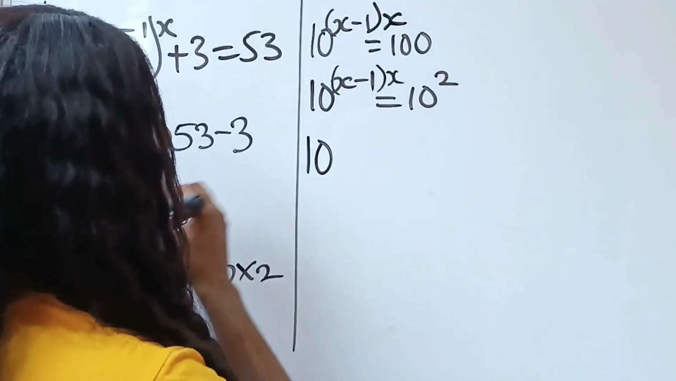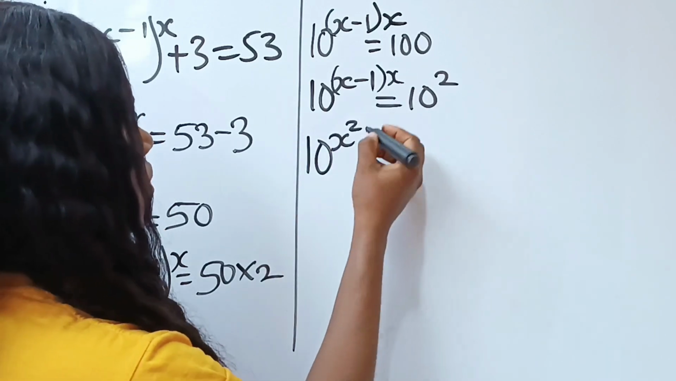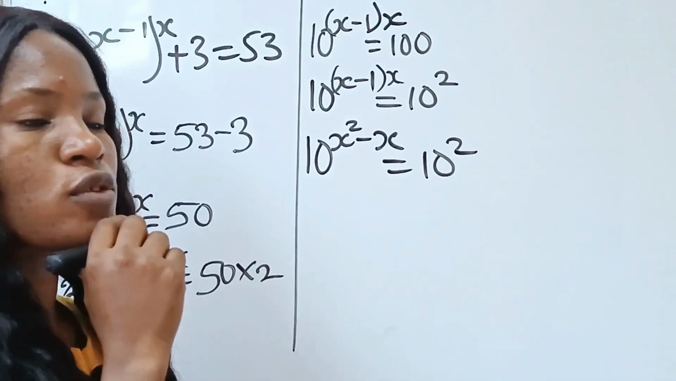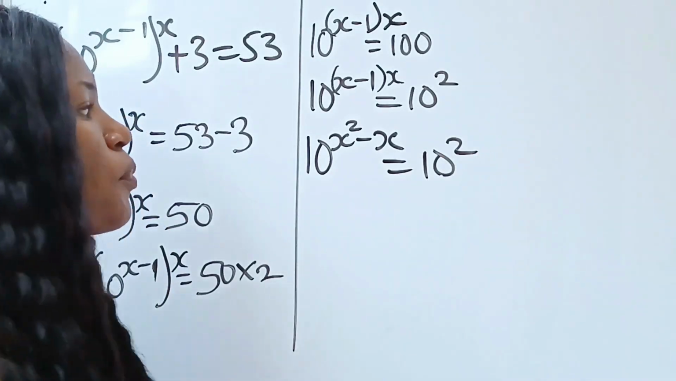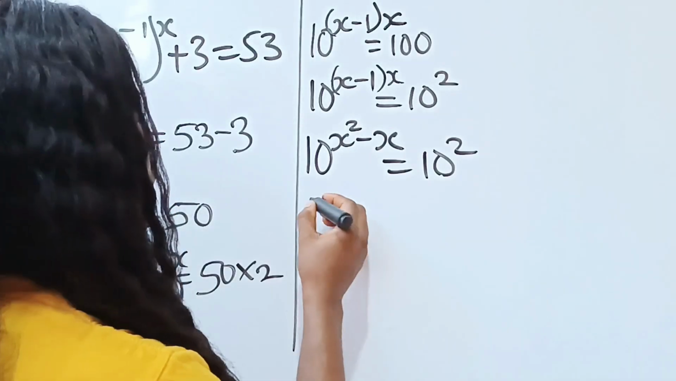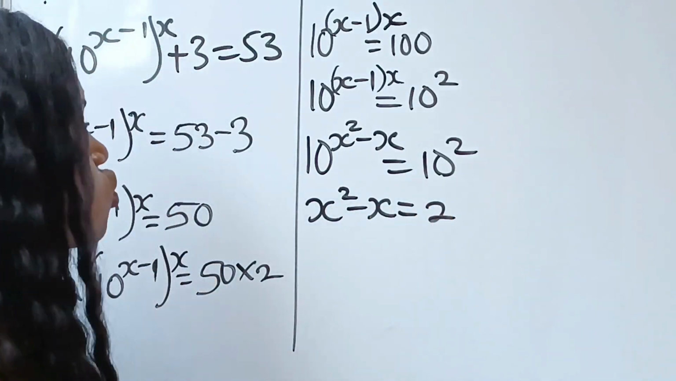So we now have 10 to the power of x times x will give us x squared, minus 1 times x will give us minus x, is equal to 10 to the power of 2. Now we have the same base. We can equate the powers, right? Once the bases are equal, the powers are equal as well. So we have x squared minus x is equal to 2.